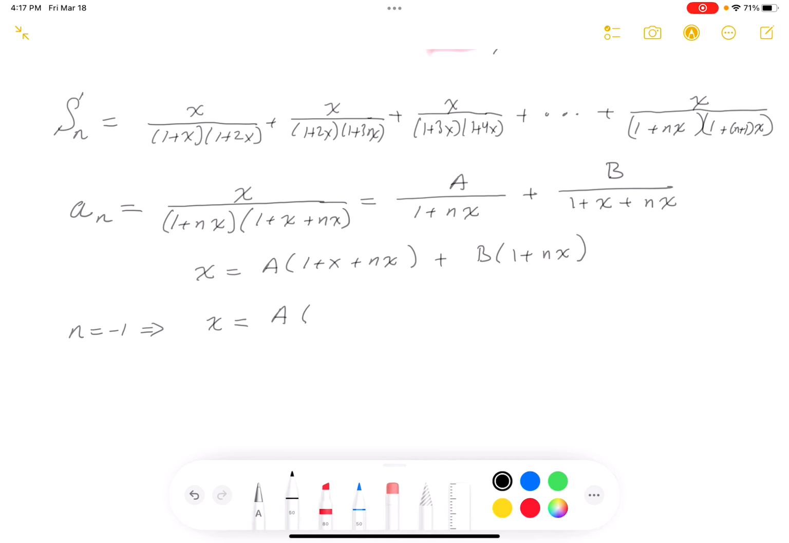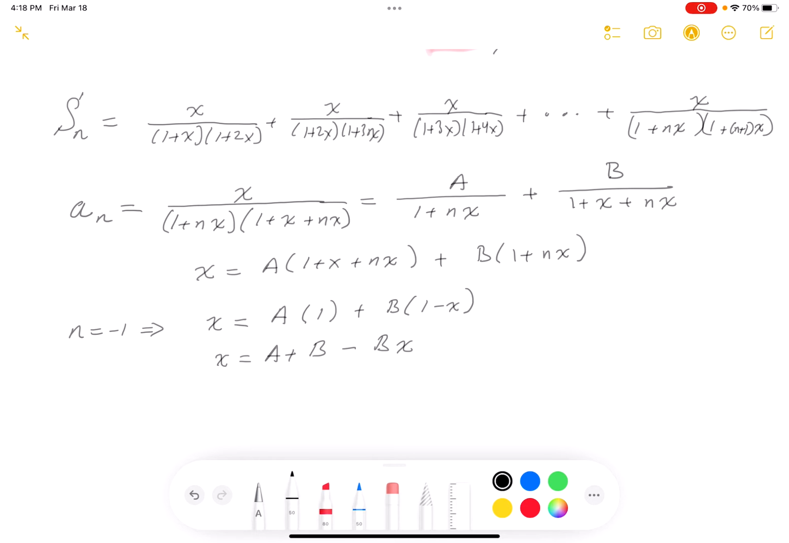And then let's take a look at this. If n is equal to -1, you would just get 1 here, right? And let's do this over here. And again, n is equal to -1, right? So what do you get over here? Plus b times 1 minus x. So let's write this down. x equals a plus b minus bx.